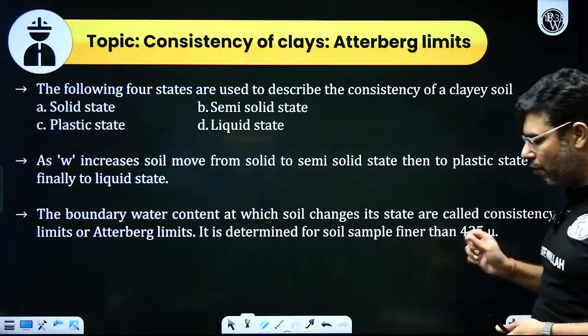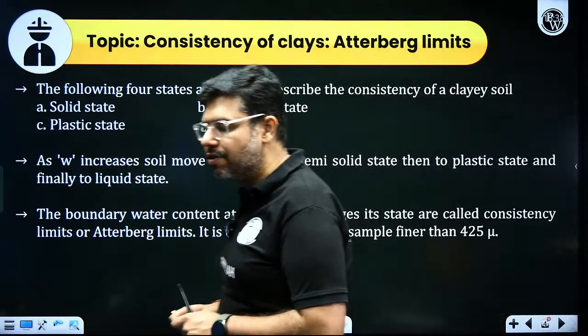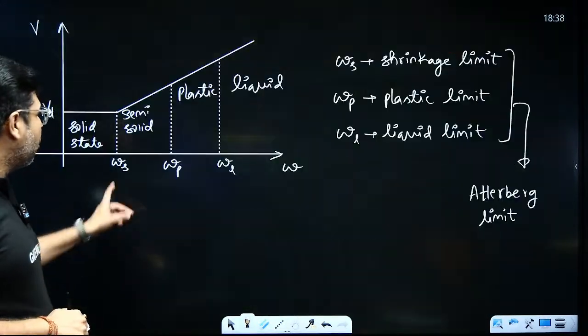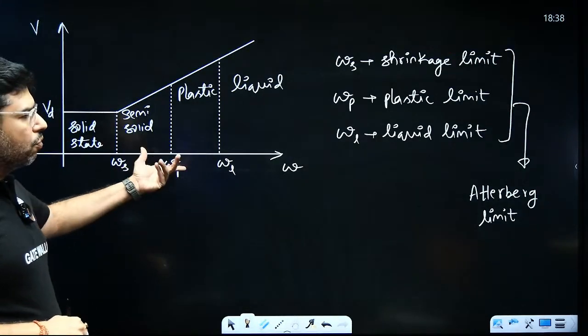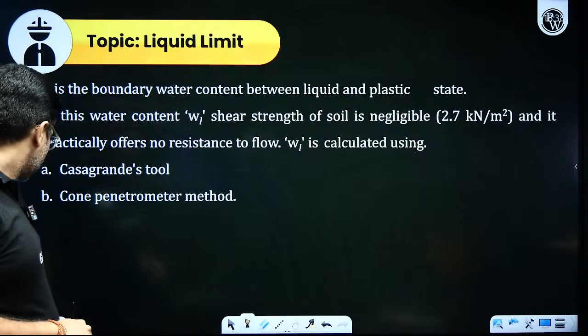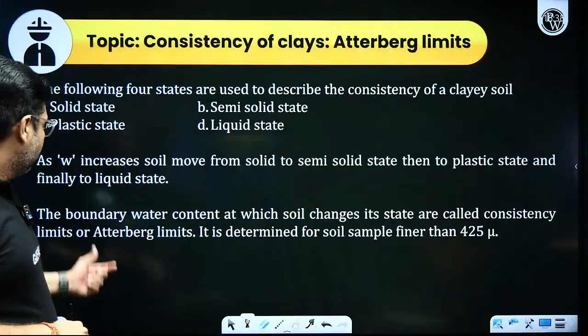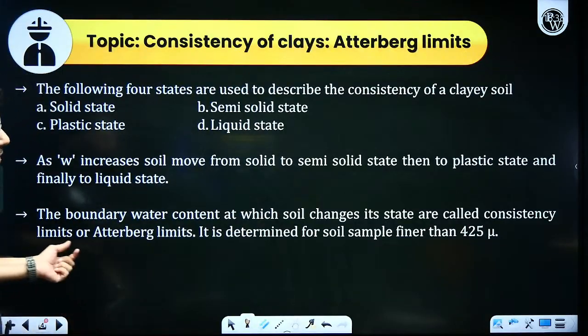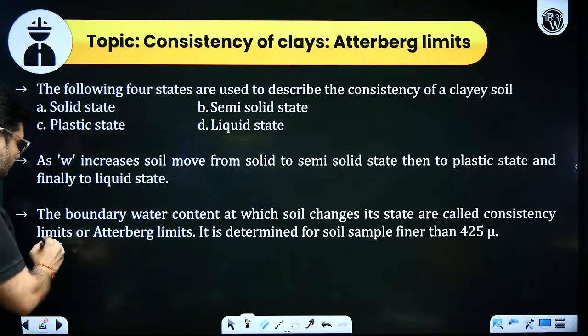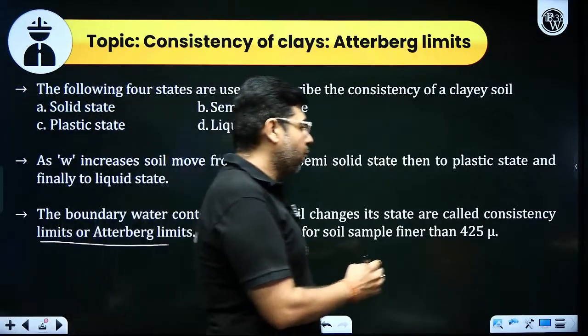So, the boundary water content between any two states are known as the consistency limits, and there can be only three consistency limits. These are also known as Atterberg limits, that is shrinkage limit, plastic limit and liquid limit. The boundary water content at which soil changes its state are called consistency limits or Atterberg limits, and it is determined for soil samples finer than 425 microns.